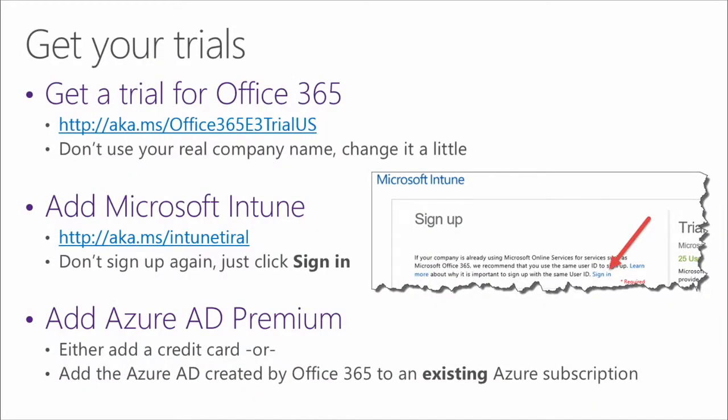I think we're going to talk about getting some trials on Office 365. We will add Microsoft Intune to this, and then on our slide we also see some links that you can take advantage of, some aka.ms links to get the free Office 365 trial, the Intune trial, as well as Azure Active Directory Premium, as a functionality as part of Azure Active Directory.